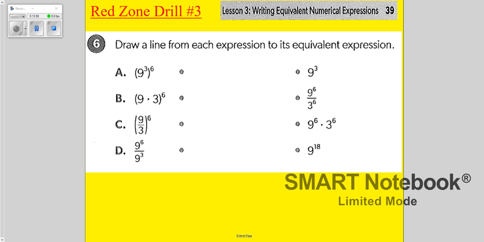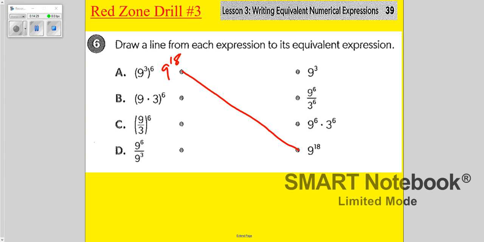Okay, so for each one, you have to draw a line from each expression to its equivalent one. So pause the video, unpause it when you're done, and we'll go over the answers. Okay, so the first one, 9 to the 3rd power to the 6th power, you keep the base, you multiply the exponents. 3 times 6 is 18. So you can see that this matches up with that one.